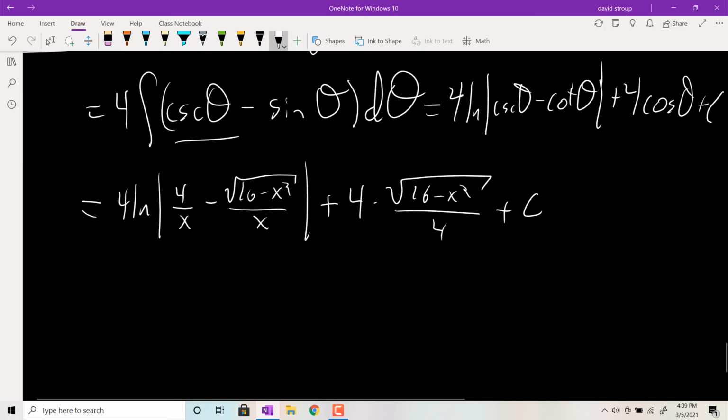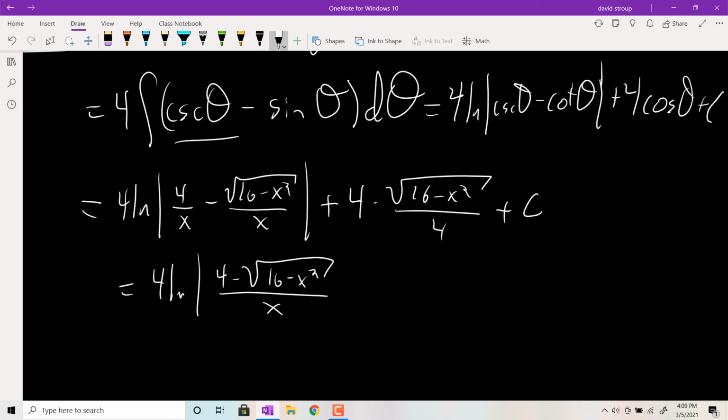And then you could simplify that at least a little bit. 4 ln absolute value, I guess there's a common denominator there. It's not necessary to do this part, but there it is. Plus the square root of 16 minus x squared plus c. That'd be as good as I would want it.